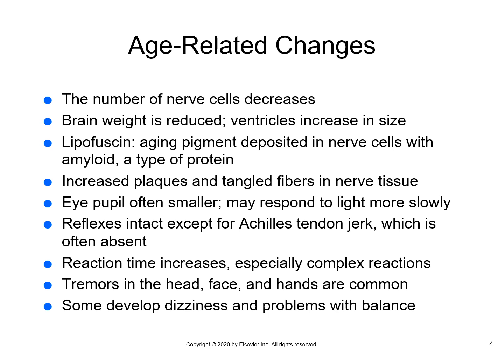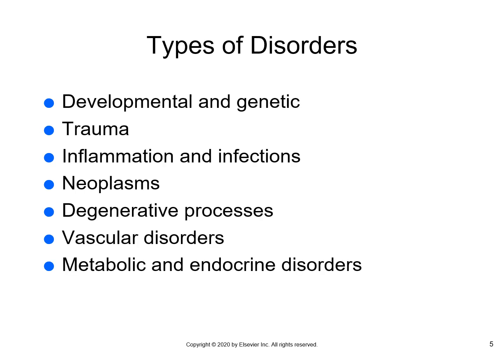Again, this is something to do with the nervous system, which is actually the one that's controlling and regulating the movement. And then some may even develop dizziness and problems with balance. All right, before we move forward with the types of disorders, let's talk about the cranial nerves first.